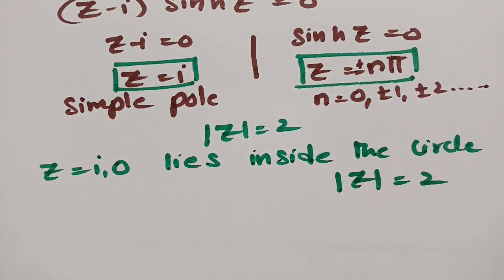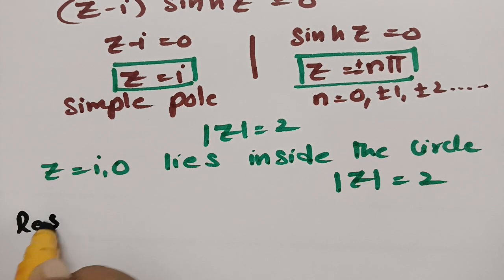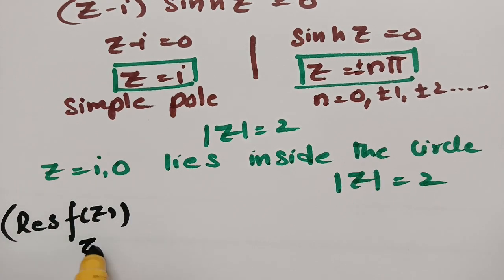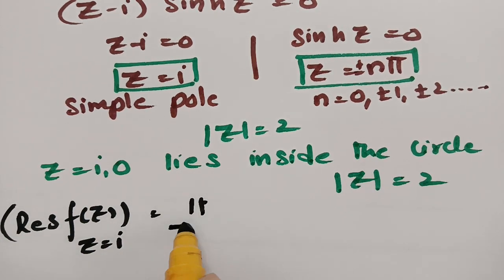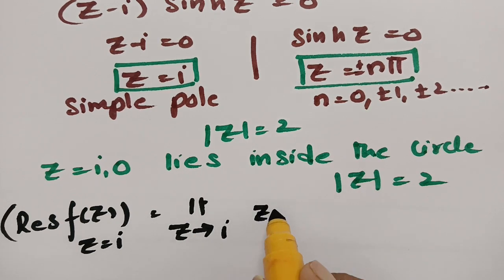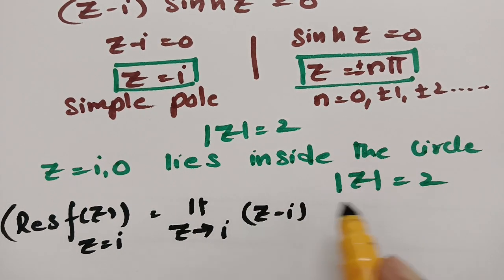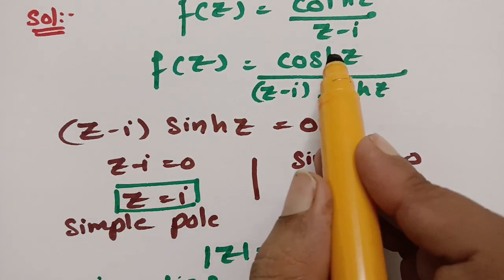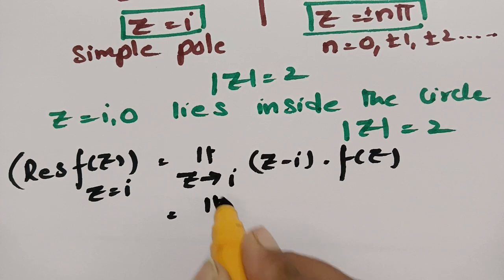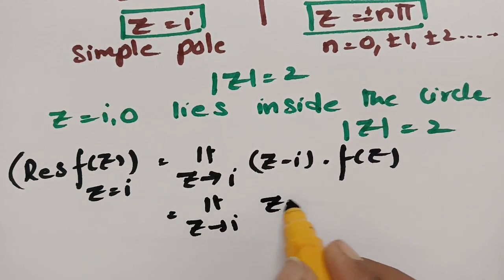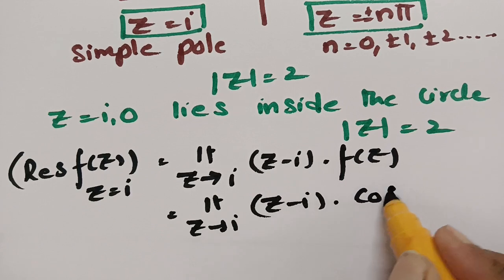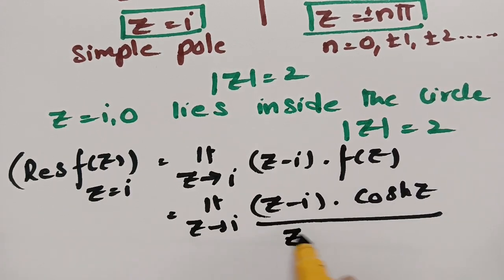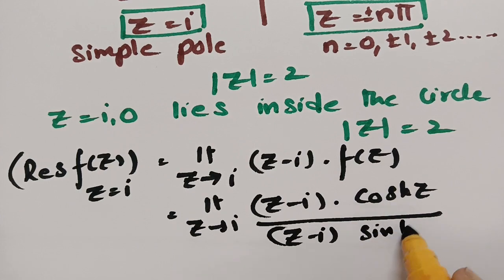Now we have to find the residues for these. For finding the residues, as these are simple poles, see here, the residue of f(z) at the point z equal to i is nothing but the limit as z tends to i of (z minus i) times f(z). So what is our f(z) here? Clearly f(z) is cosh z by (z minus i) sinh z. So this will be the limit as z tends to i of (z minus i) into cosh z by (z minus i) sinh z.